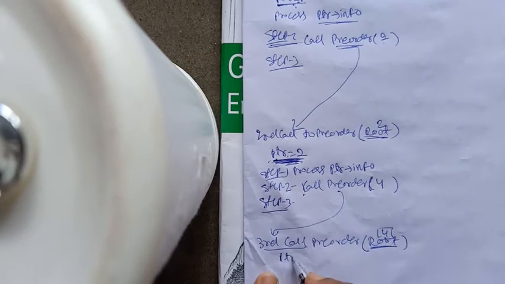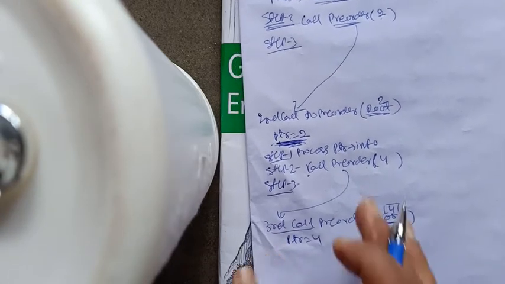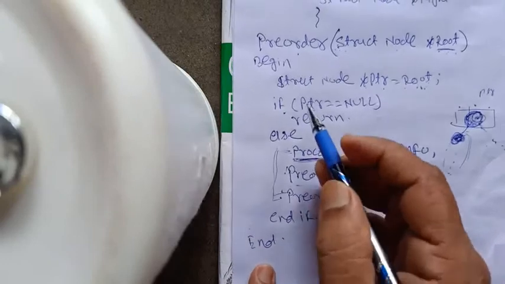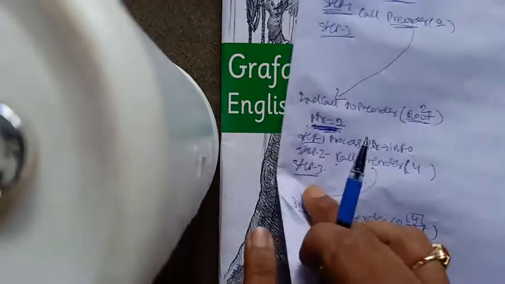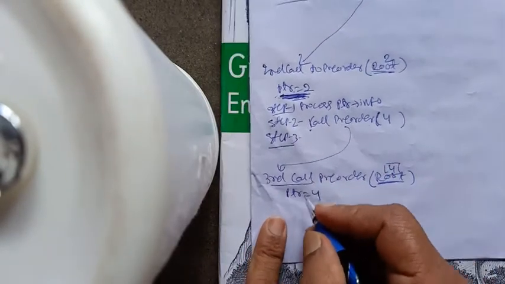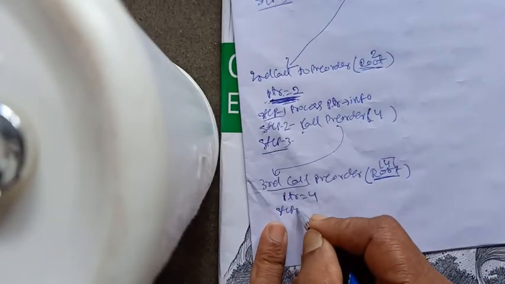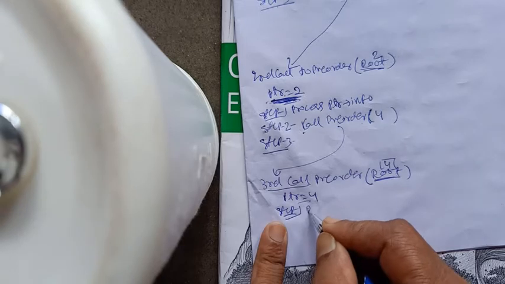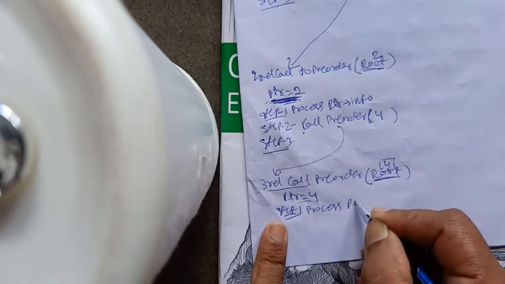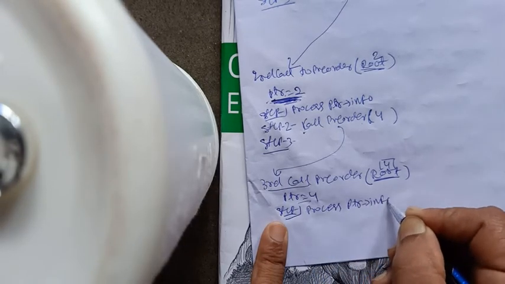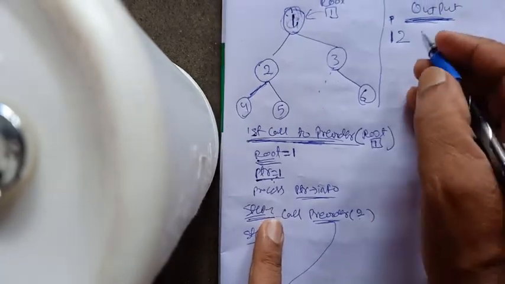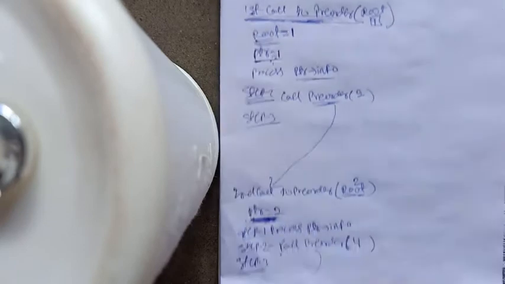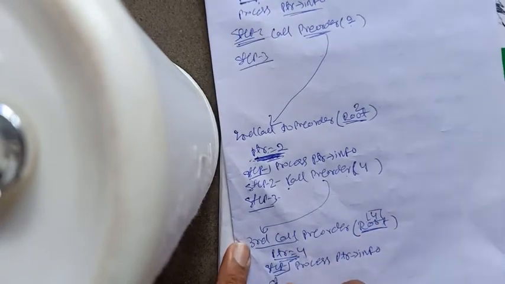So now ptr will be assigned 4. So if ptr is null, no. So the else part will be conducted. In its else part, step 1 means process ptr. So process ptr of info. So what is ptr of info? Ptr means 4. So node 4 will be processed. So it will process 4. Okay, now step 2 of the third call.